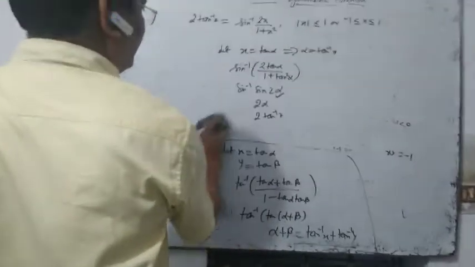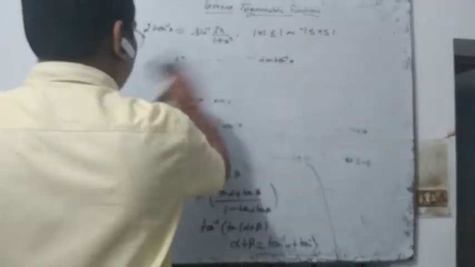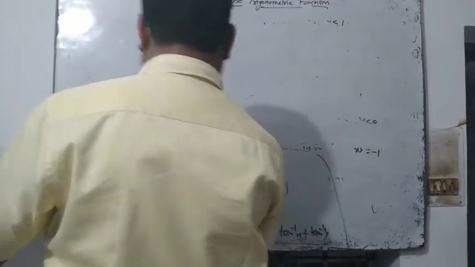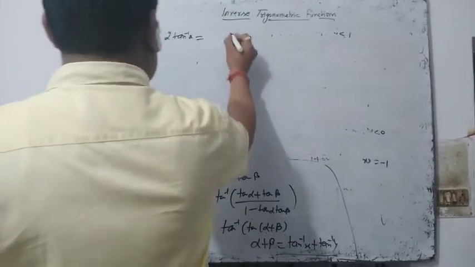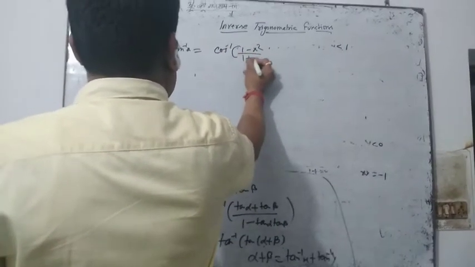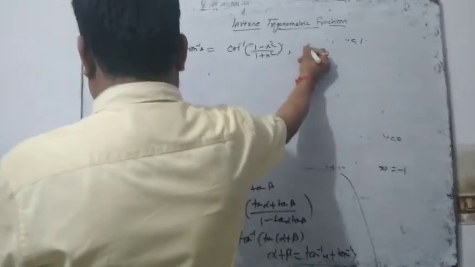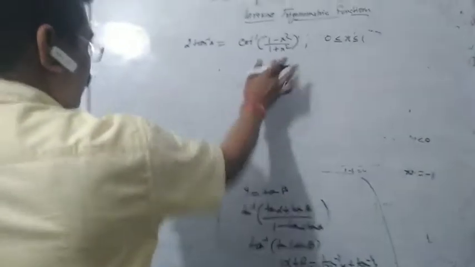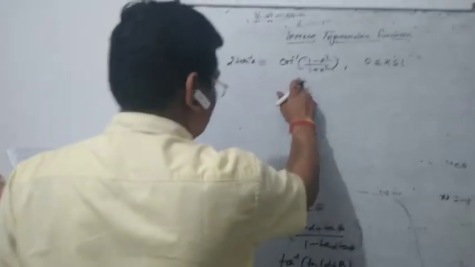Next one: 2 tan inverse x is cos inverse of (1 minus x square) upon (1 plus x square), where 0 is less than or equal to x, less than or equal to 1. For 0 to 1, the value lies in the cos range. 2 tan inverse x is equal to cos inverse.